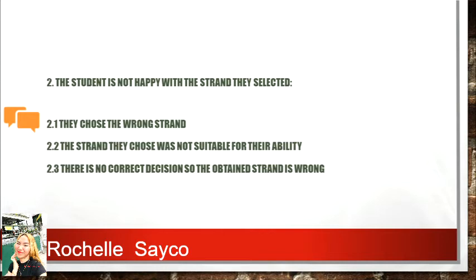2.1. Because they chose the wrong strand. 2.2. The strand they will get was not suitable for their ability. 2.3. There is no correct decision, so the strand obtained is wrong.